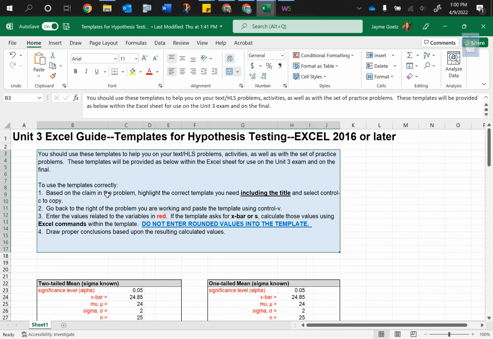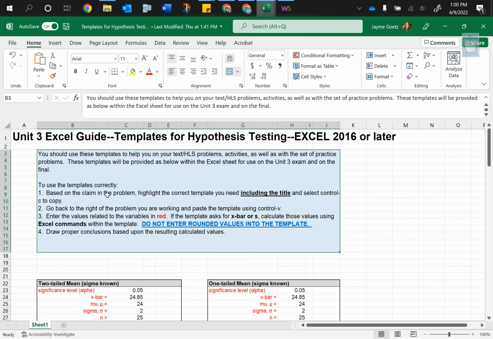Let me explain what this means. It says you should use these templates to help you on your test and Hawk's Learning Systems problems. You can also use them on activities as well as the set of practice problems. These templates will be provided as shown within the Excel sheet for use on the Unit 3 exam and on the final. Here's how to use the templates correctly.